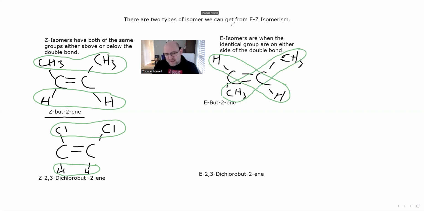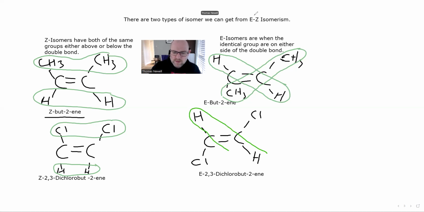So let's look at E-2,3-dichlorobutene. So we're looking at, again, we have to have a double bond. And this time we're putting the identical groups opposite each other. So you can see these are opposite each other, across from each other. And that's what entgegen means, opposite.